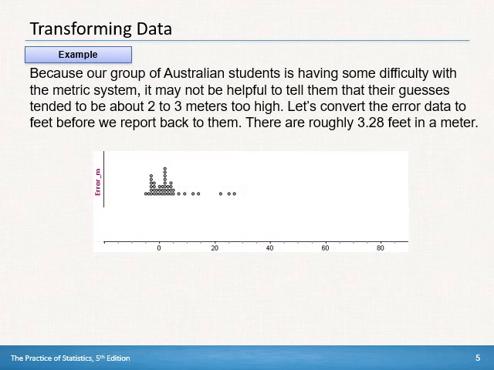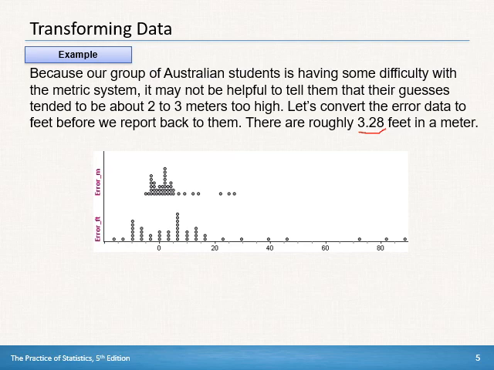All right, so now let's say I said your error was 2 meters. Well, some people don't really have a good sense for what 2 meters is. So let's take our data and convert it to feet. And we know that there are about 3.28 feet in 1 meter. So if I convert by taking each error value and multiplying each one by 3.28, I would get this.